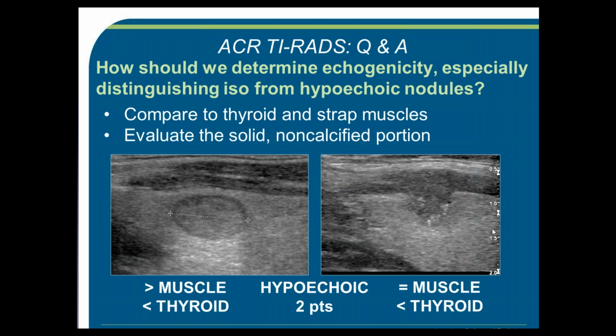So here are two different nodules. They're both hypoechoic to the thyroid. This one on the left is also hypoechoic to, or greater in echogenicity than, the muscle. This one on the right is equal to the muscle. Both of these would satisfy our criteria for a hypoechoic nodule. They don't get defined as very hypoechoic until they're less echogenic than the muscle. So these would both be hypoechoic and awarded 2 points.